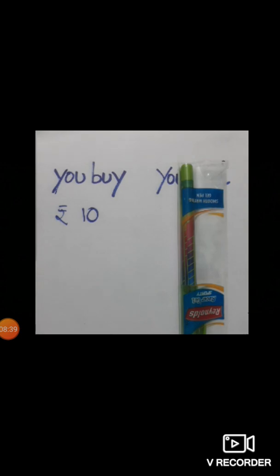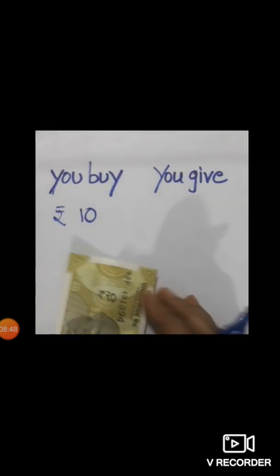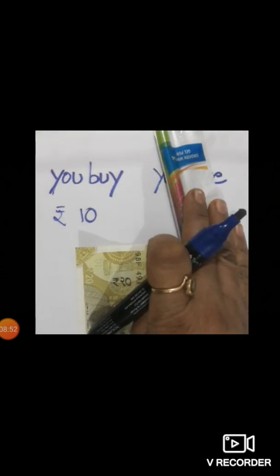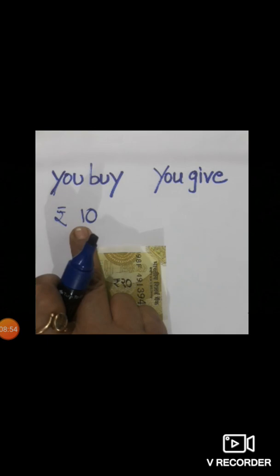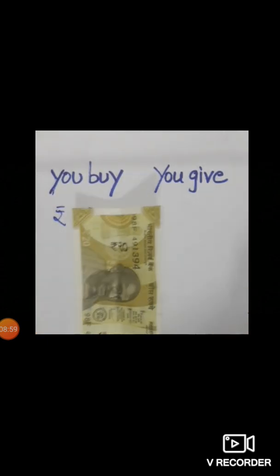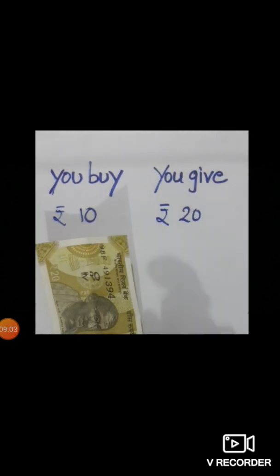You buy this and this is for 10 rupees. Okay. But you have 20 rupees. So you gave this, you said, Bhaiya, I want this. He said, this is for 10 rupees. So you buy a pen for 10 rupees. Now, but you have 20 rupees. So how much you gave? You gave to the shopkeeper 20.